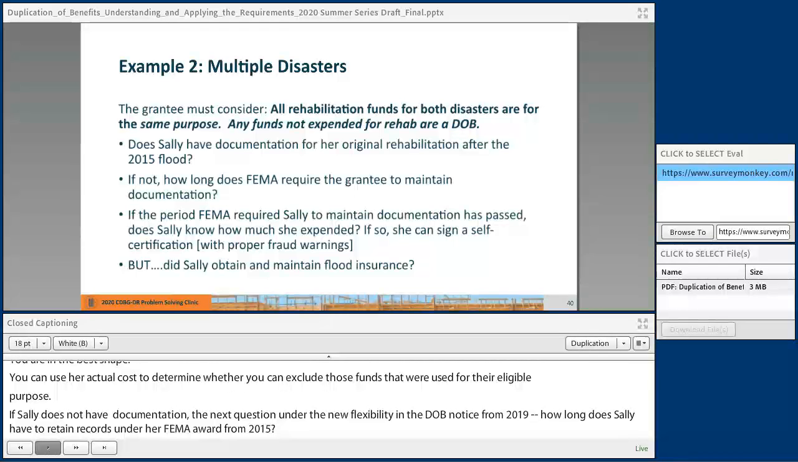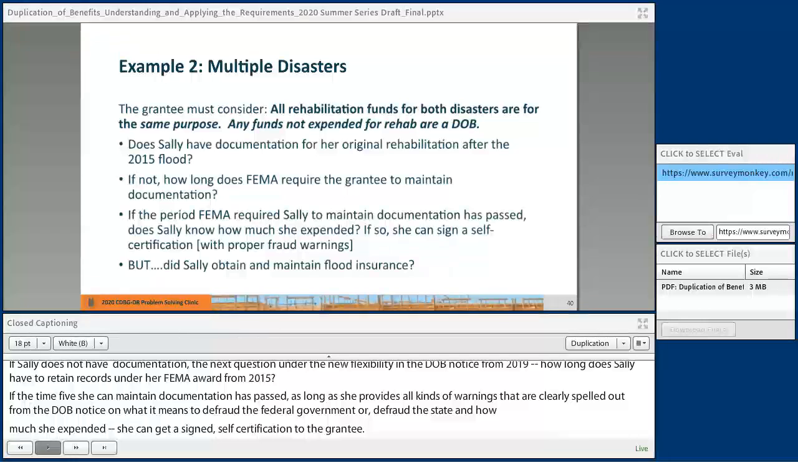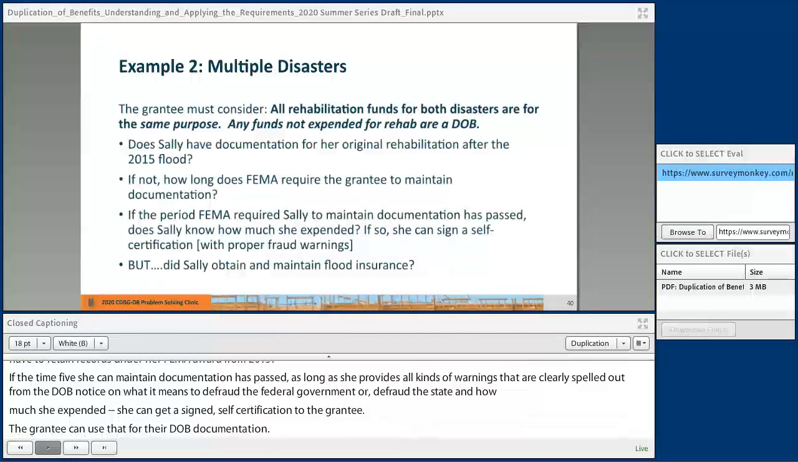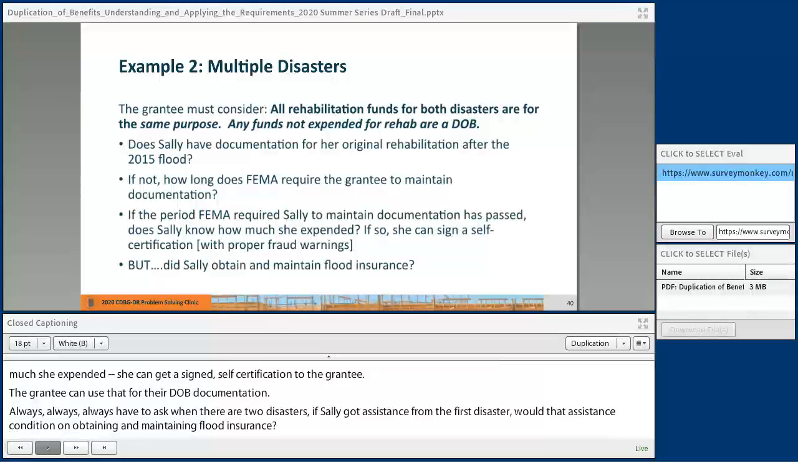You always, always, always have to ask when there are two disasters, if Sally got assistance from the first disaster, was that assistance conditioned on obtaining and maintaining flood insurance? If it was, and Sally did not obtain and maintain flood insurance, she is not eligible for certain types of flood disaster assistance after the second flood disaster. And she may not be able to get rehab assistance at all.